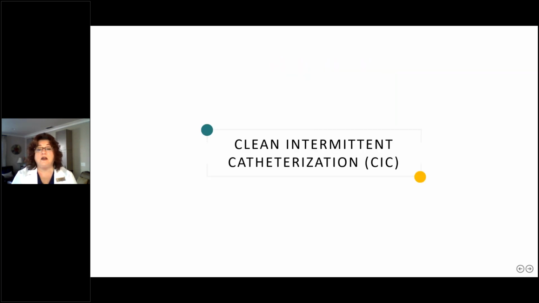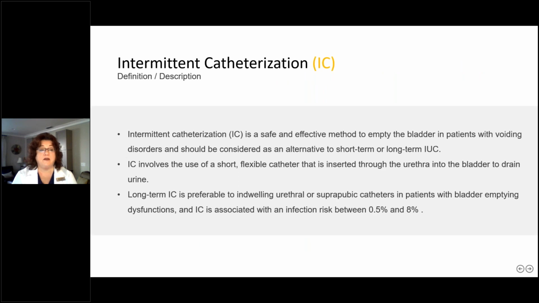Okay, clean intermittent catheterization, which is something my great-great-uncle didn't do. It's safe. It's an effective method to empty the bladder, especially with people who have to do it constantly. It's considered an alternative to a short-term or long-term indwelling catheter. So you have this small, flexible little catheter, I'll show you some of those, that's inserted through the urethra into the bladder.